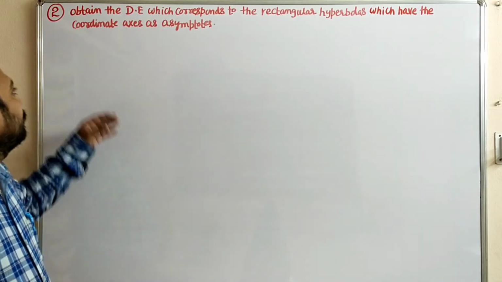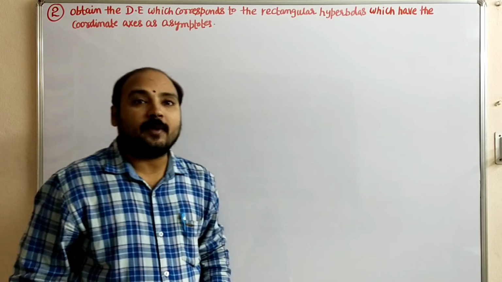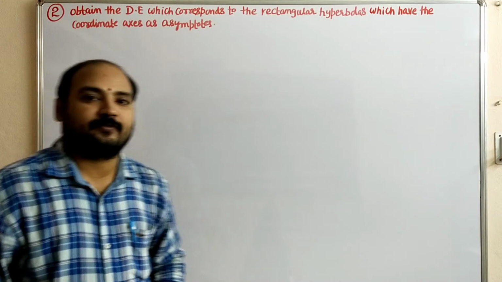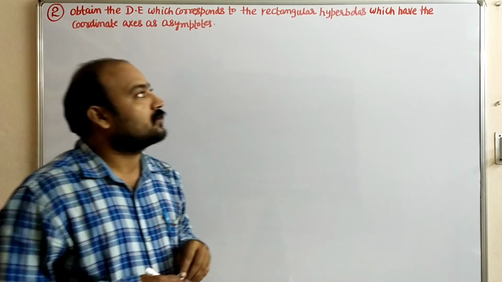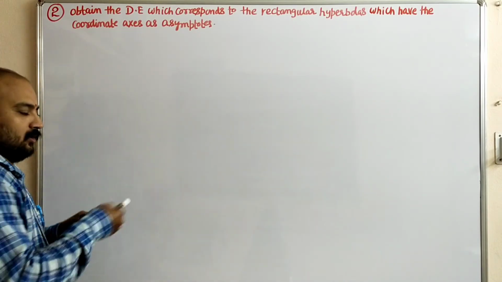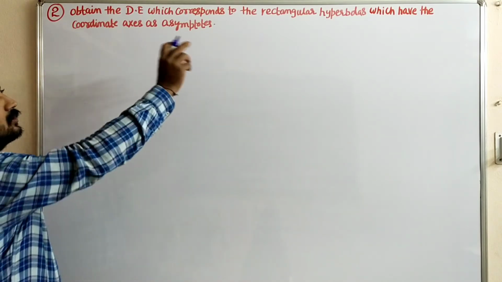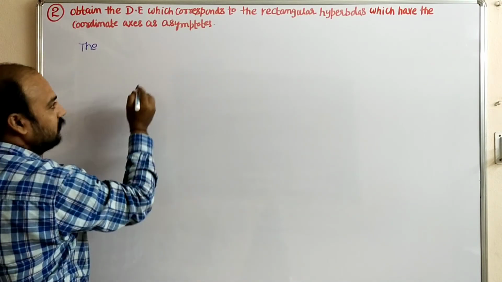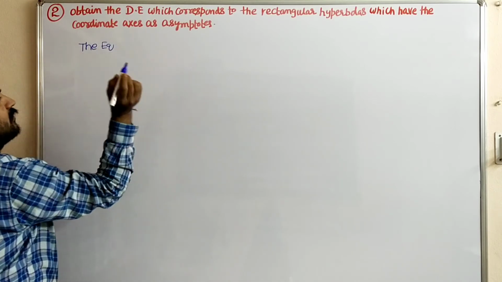The next question. Obtain the differential equation which corresponds to the rectangular hyperbolas which have the coordinate axis as asymptotes. See here, what is the equation of rectangular hyperbolas which have the coordinate axis as asymptotes? It will be in the hyperbola chapter, the equation, I will write it here. The equation or the family of equations.